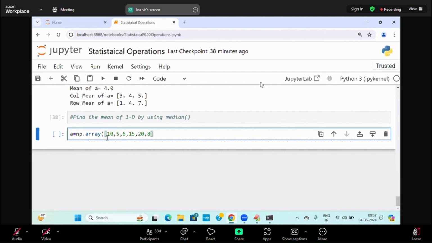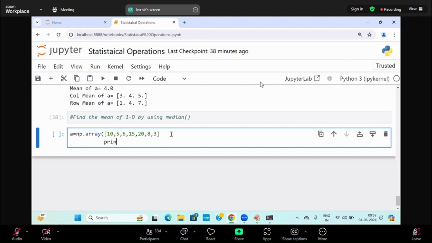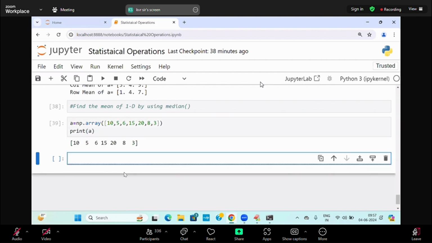How many elements here? 6 elements. Take one more element, some 3. And then print of A. Close this bracket and print this A. When I print this A, what is happening? This is the data printed. Now sort this data. Now I am finding the median value, MDV is equal to np.